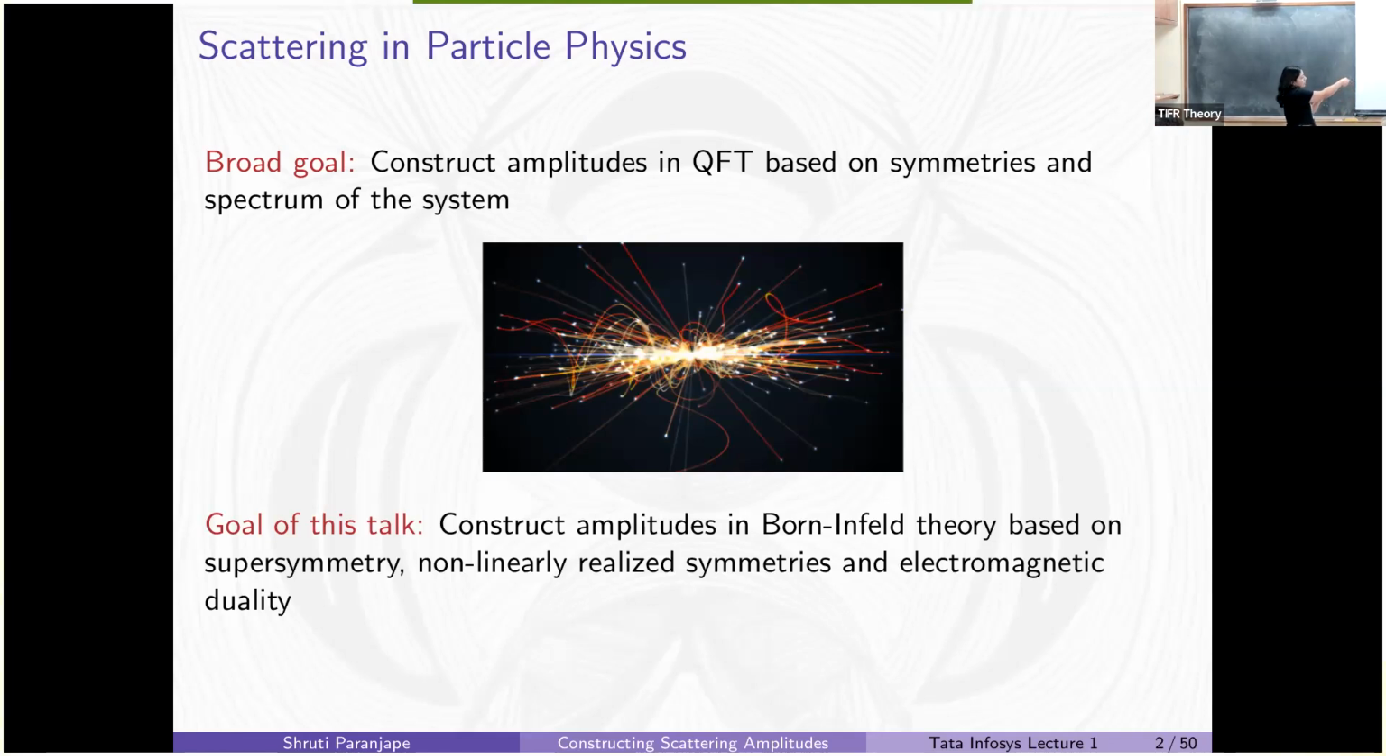In particular, we'll truncate the non-supersymmetric part of Born-Infeld, but we'll use the fact that it is a consistent truncation. We will use some amount of non-linearly realized symmetry because these are brane theories. And then finally, the real symmetry that we want to concentrate on is this electromagnetic duality, and I'll tell you exactly what that is. Good.